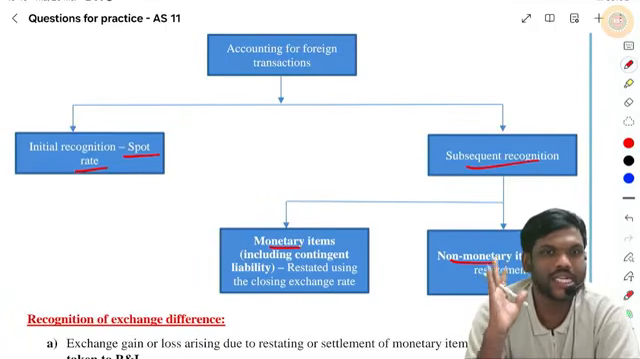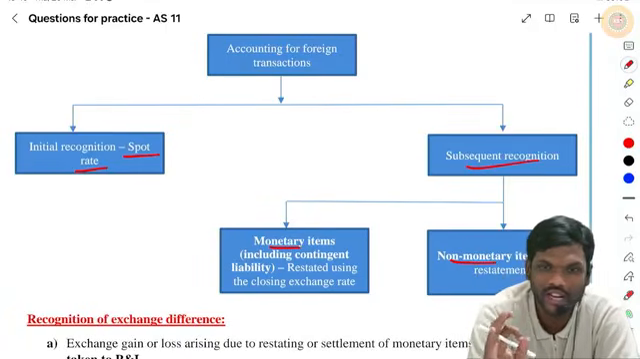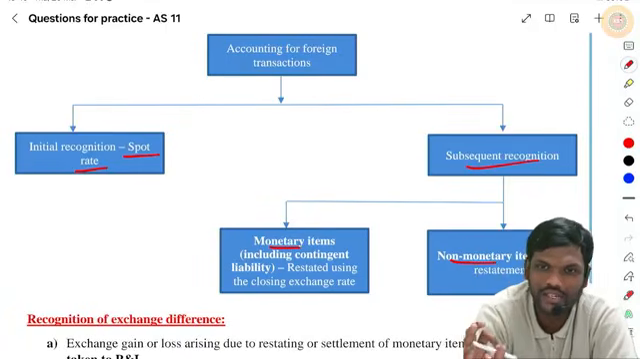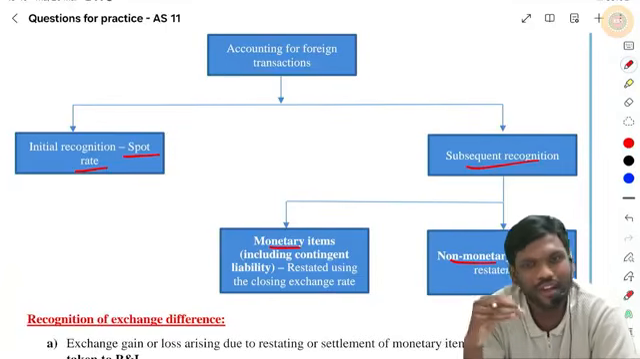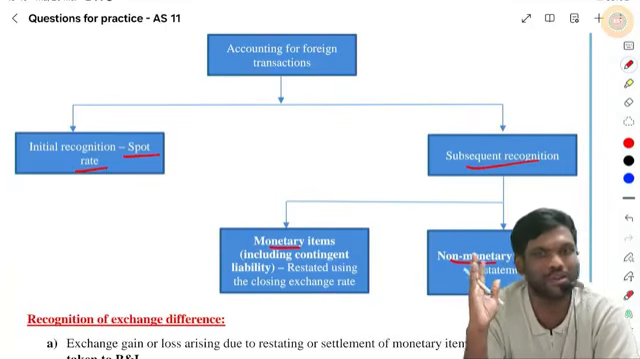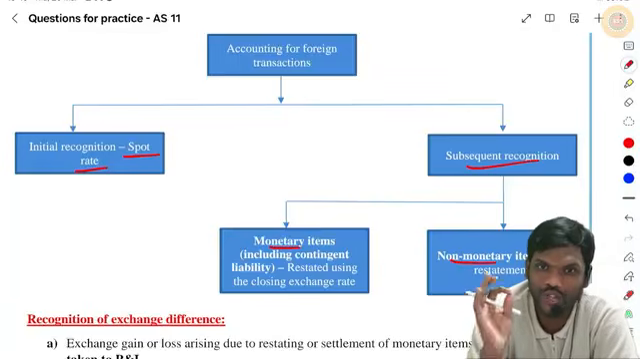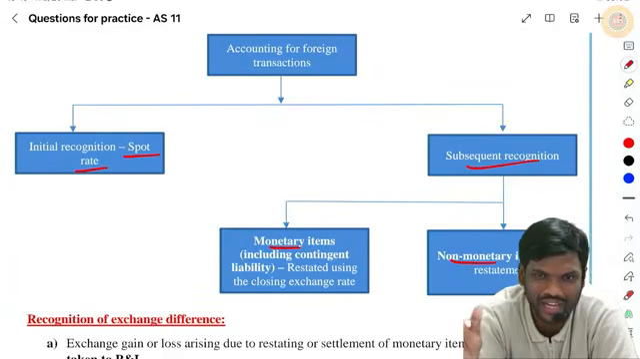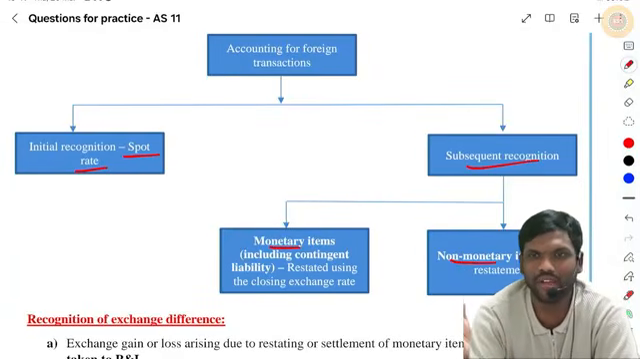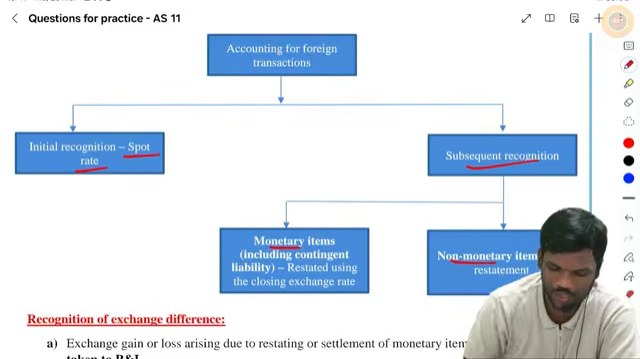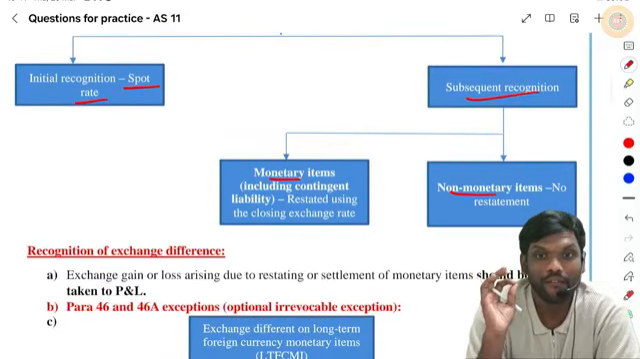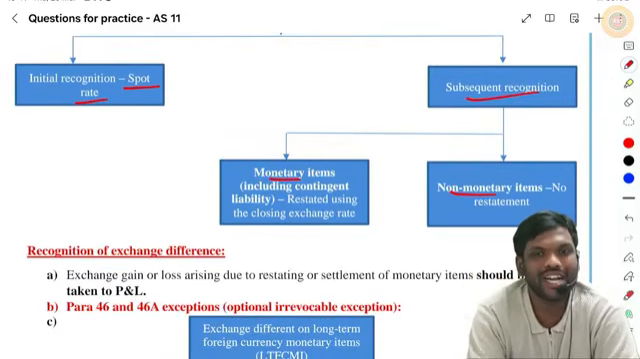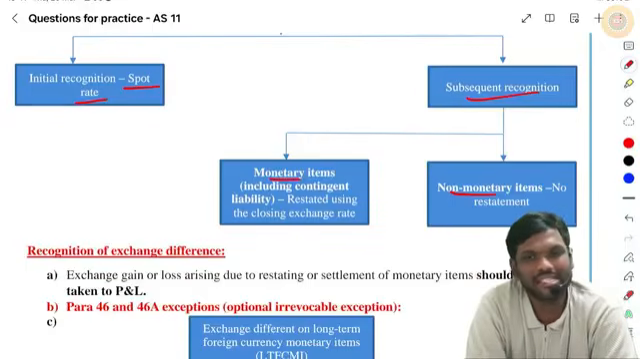Simple. The standard gives a definition for monetary. If the definition is satisfied, it is monetary. If the definition is not satisfied, it is non-monetary. So we should know the definition of monetary very clearly. Something that doesn't satisfy the definition of monetary becomes non-monetary. So what is the definition of monetary items as per AS11?